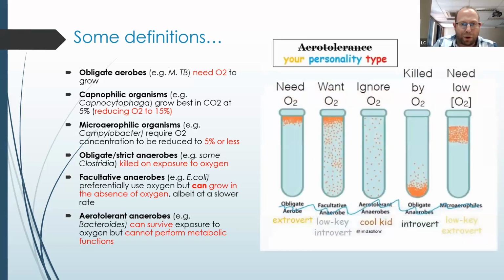I came across this meme. You want to think of it in terms of a personality type. Well, it's the obligate aerobes. They're the extroverts. They need oxygen. The facultative anaerobes, they're a low-key introvert. They want oxygen. The aerotolerant anaerobes, they're the cool kids on the block. They don't care if there's oxygen. The obligate anaerobes, they're the introvert. They're hiding away in the corner at the bottom of the tube. They're killed by oxygen. And the microaerophiles, they're the low-key extrovert. They need a little bit of oxygen.